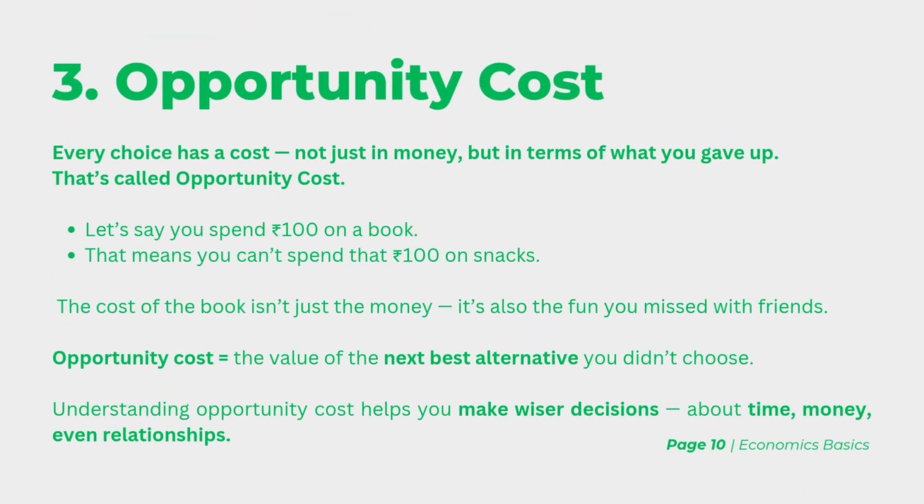3. Opportunity cost. Here's a big idea. Every choice has a cost, not just in money, but in terms of what you gave up. That's called opportunity cost. Let's say you spend 100 rupees on a book. That means you can't spend that 100 rupees on snacks. The cost of the book isn't just the money, it's also the fun you missed with friends. Opportunity cost is the value of the next best alternative you didn't choose. Understanding opportunity cost helps you make wiser decisions about time, money, even relationships.